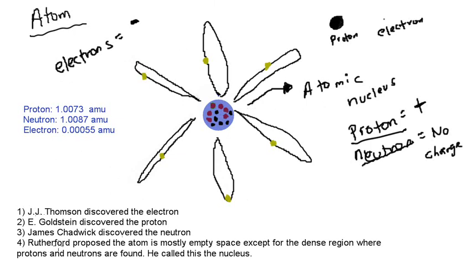And finally, we have another guy, his name is Rutherford, and he proposed the atom is mostly empty space except for the dense region where protons and neutrons are found. He called this the nucleus. I mentioned already that the center is called the atomic nucleus, and what Rutherford said is that the nucleus is where all the weight of the atom is. Remember that protons and neutrons carry the weight of the atom, so all the weight is here in the center. Electrons are negligible, so they have barely any weight. So that's why he said that the outside of an atom is mostly empty space.